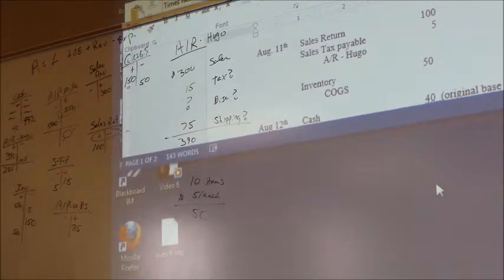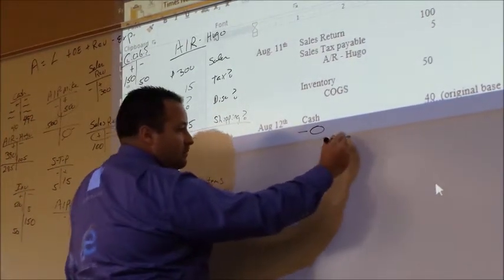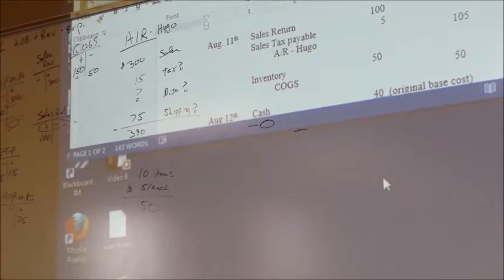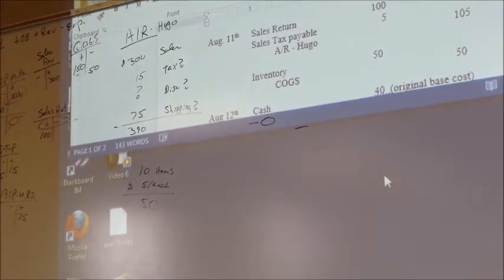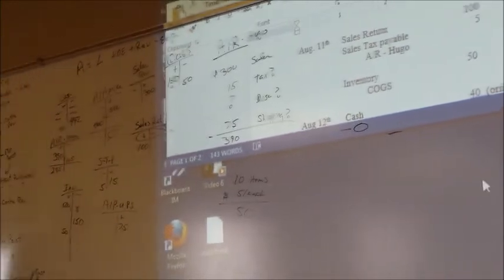Now, skip a line, because there's going to be one more item here that we're going to put. But let's look at the credit next. To get that $40, what did I get rid of? Why did I get $40? Yeah, I gave him back the inventory. How much inventory needs to come off my books?